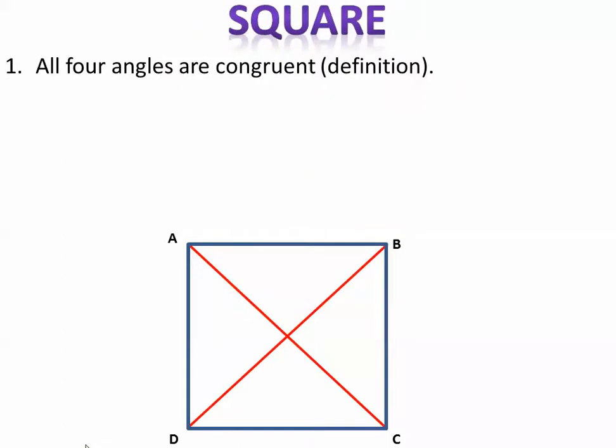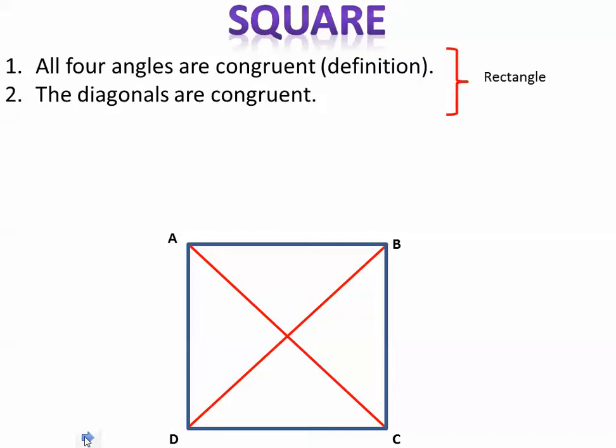Okay, with the square, remember it has all the properties of a parallelogram. But watch this. Since a square is both a rectangle and a rhombus, I only need, well, let me tell you that when I get finished with this. All four angles are congruent, and that's just the definition of a square or a rectangle. The diagonals are congruent, another property of a rectangle. And so what I did was put this little bracket saying these are the properties of the rectangle.